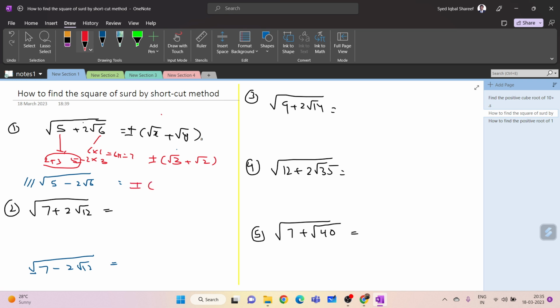Similarly, suppose the same problem is given with minus. So first you have to write root 3, then minus root 2. That is the answer. Now see one more problem.